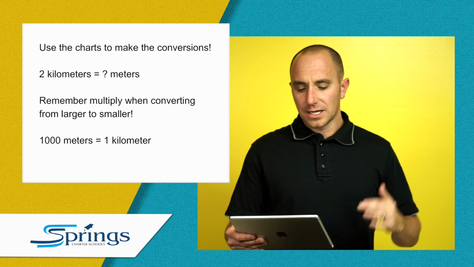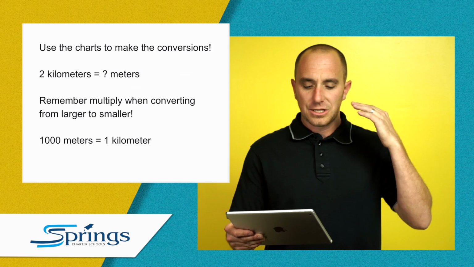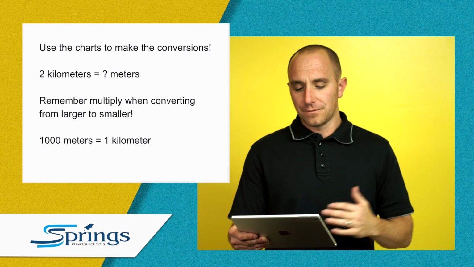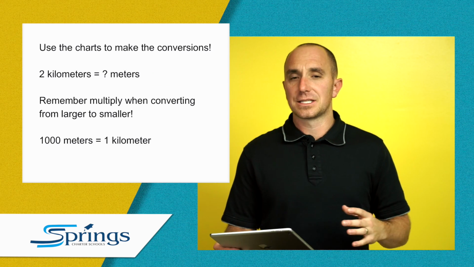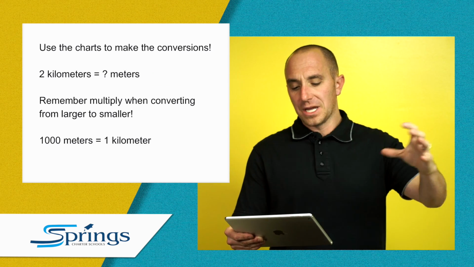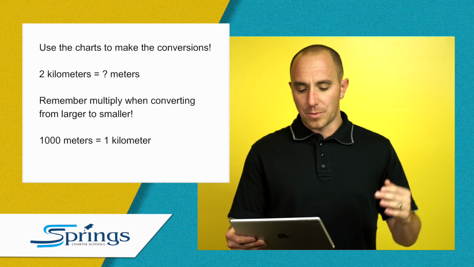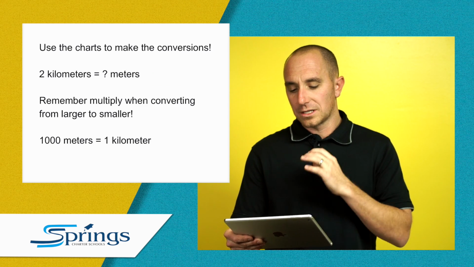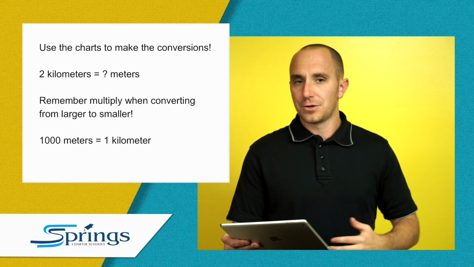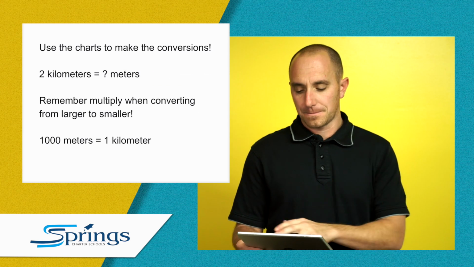Now, when we're talking 2 kilometers is equal to how many meters? So really what you're thinking is you have to remember, you multiply when you convert from a larger to a smaller unit. We talked about that a couple of lessons ago. Anytime you're going big to small, you have to multiply because you're going to have more of them. Okay, so remember, you have 1,000 meters is equal to 1 kilometer. So if you have 2 kilometers, you're going to have 2,000 meters because it's just 2 times 1,000.